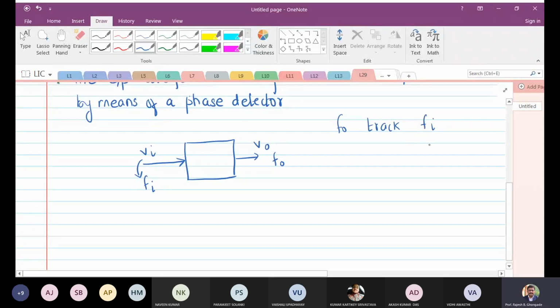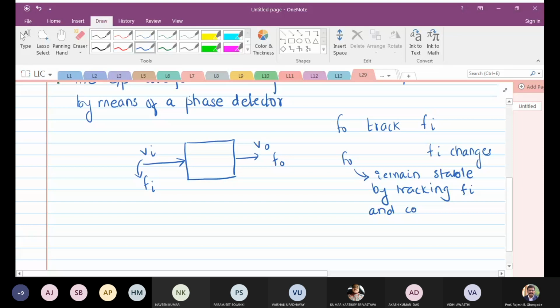even if Fi changes, Fo will remain fairly stable, by tracking or following Fi and correcting changes in Fo. Are you able to understand this?